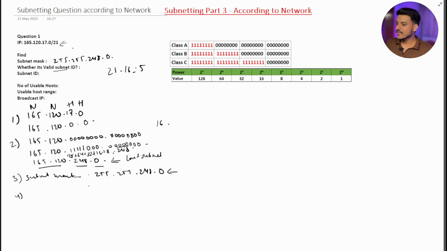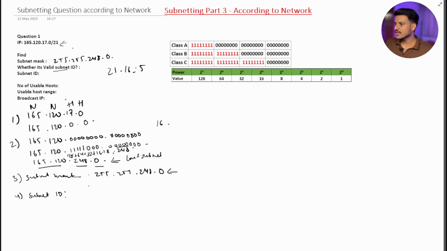Now we have to find whether it is a valid subnet ID or not. We will find its subnet ID, and by verifying with it, if it is the same, we can say it is a valid subnet ID. If it is not the same, we can say it is not a valid subnet ID. To find the subnet ID, firstly we write the bits that are given to network as they are. In class B the first 2 octets are given to network.